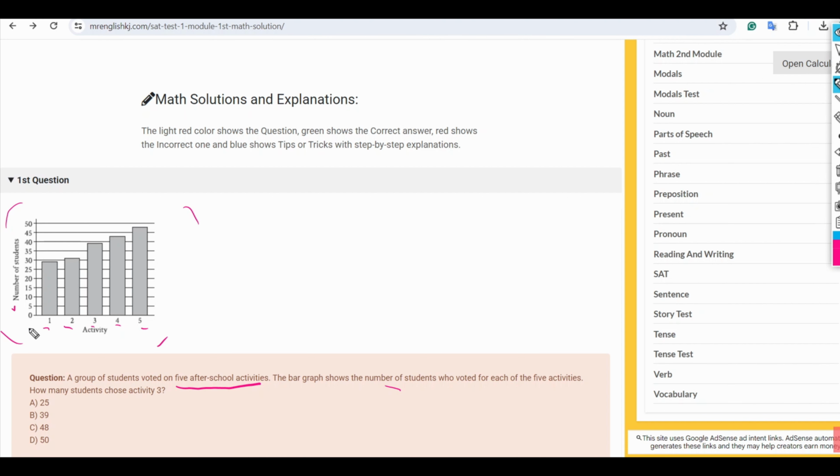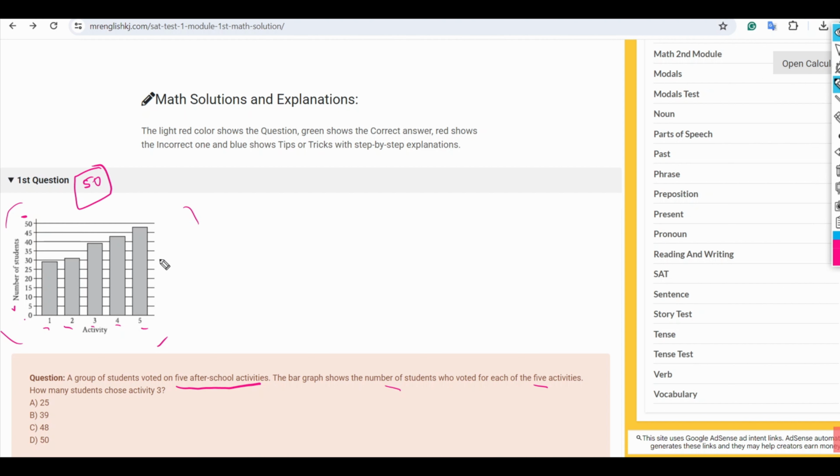Number of students, we can see here, these are the number of students who voted, from 0 to 50. The total number of students is 50 here, 0 to 50, who voted for each of the 5 activities. So these are the votes of all these 50 students who voted for activity first, second, third, fourth, and fifth.